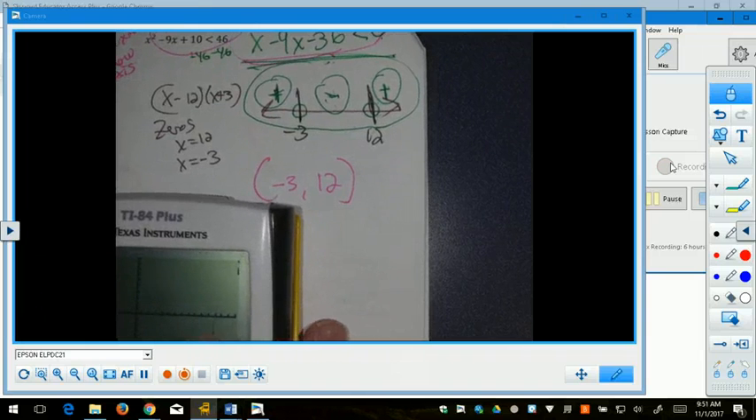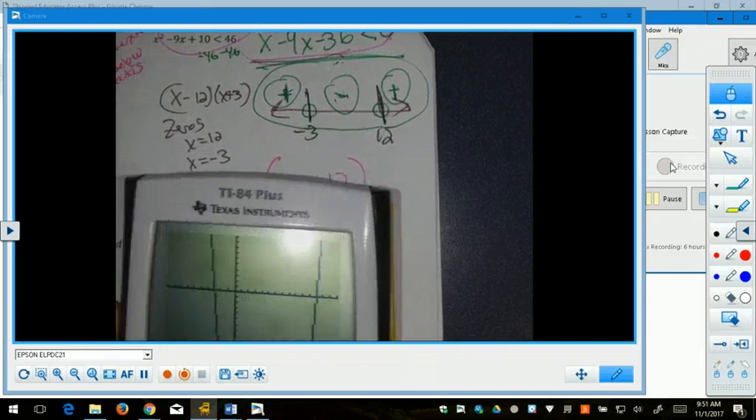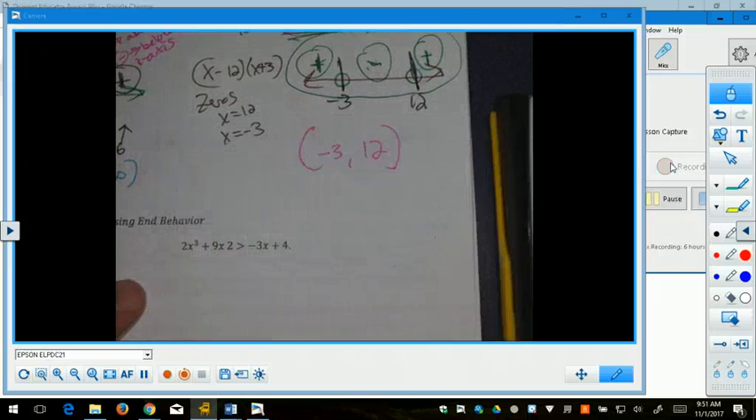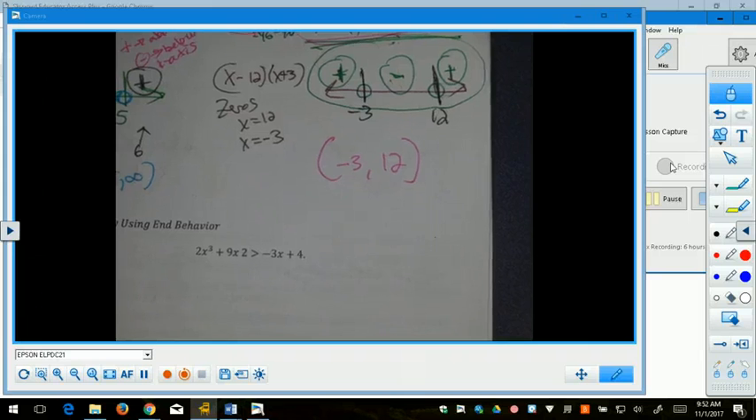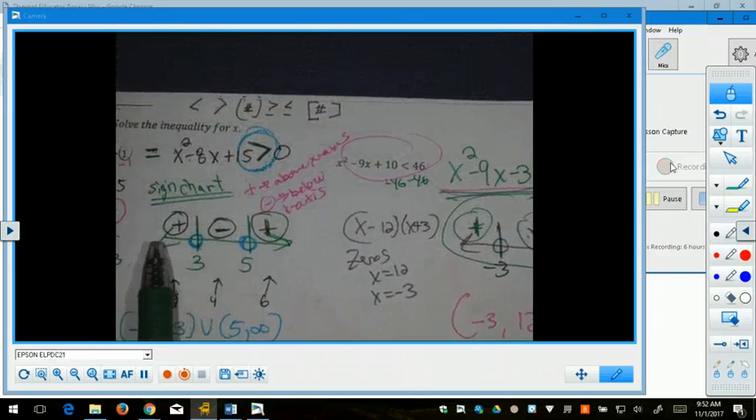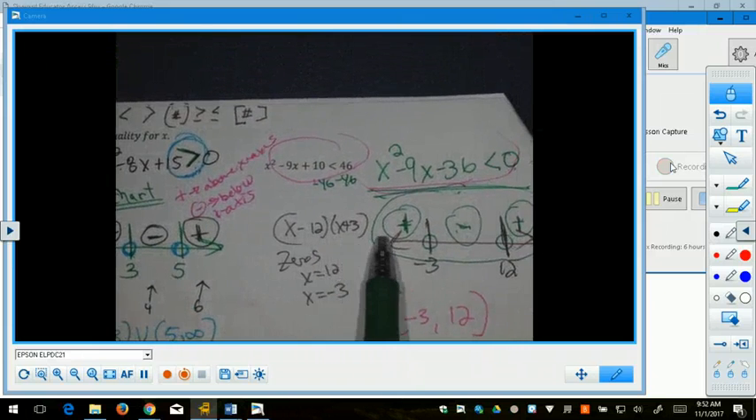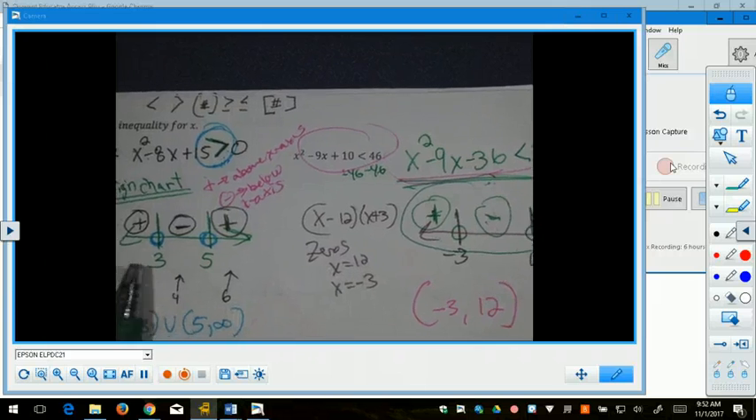Between negative 3 and positive 12, the graph dips below the x-axis. So I can check it with the graphing calculator. Questions on that? Now I'm going to warn you to be careful because our examples right here have alternating signs. And a lot of times they do have alternating signs.